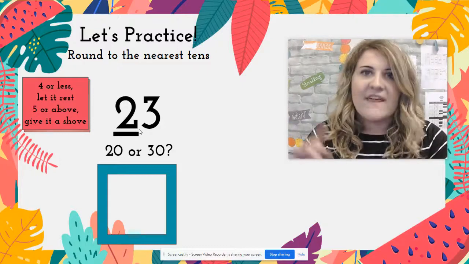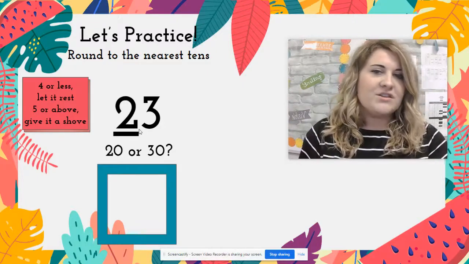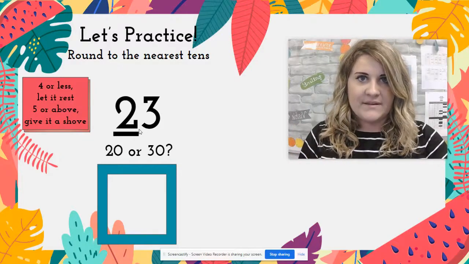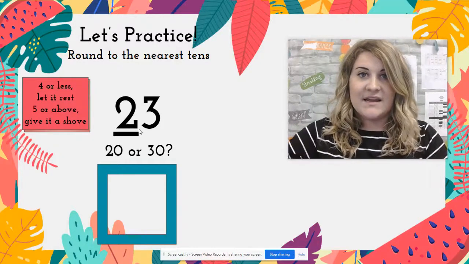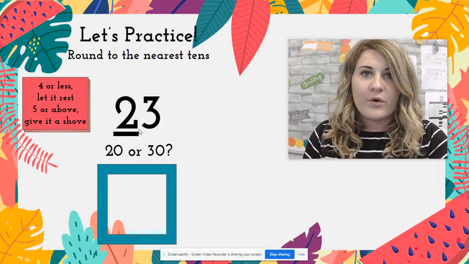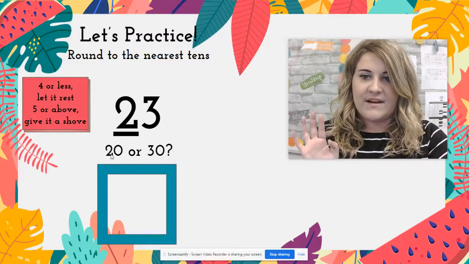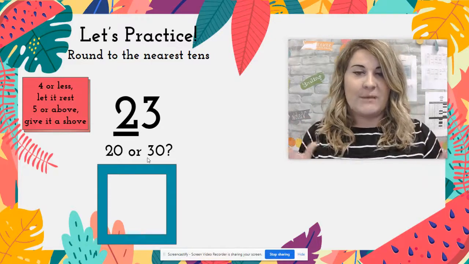This is the number that is going to change, okay? So the 2 is going to change or it's going to stay the same. Does that make sense? Because we're rounding it to the nearest tens place. So in order to figure out if it's closer to 20 or 30, do you know how I put this right here, 20 or 30? Because those are the tens it comes between.